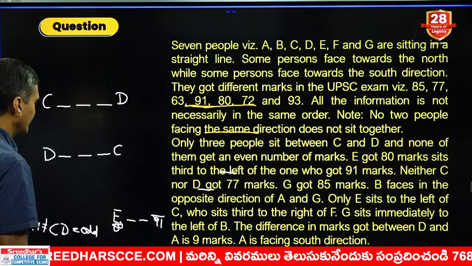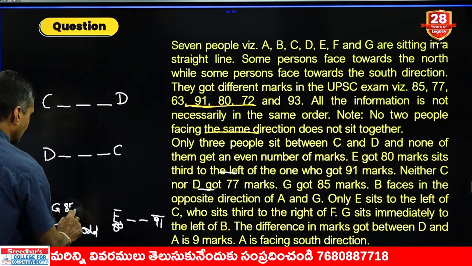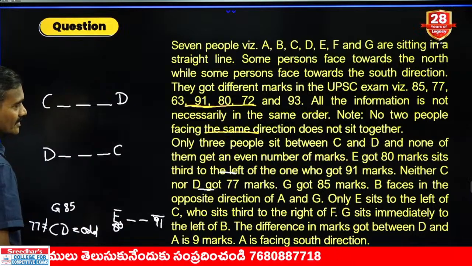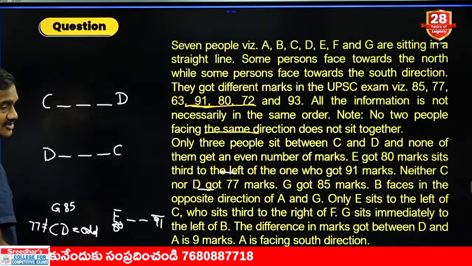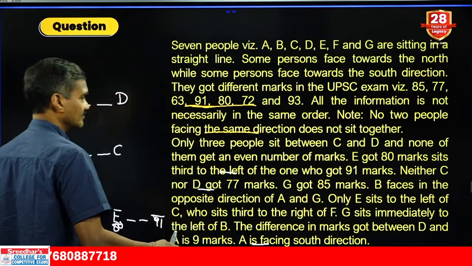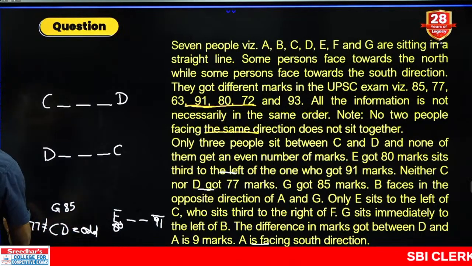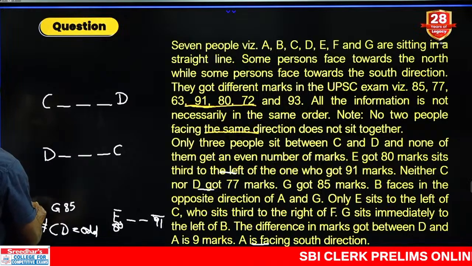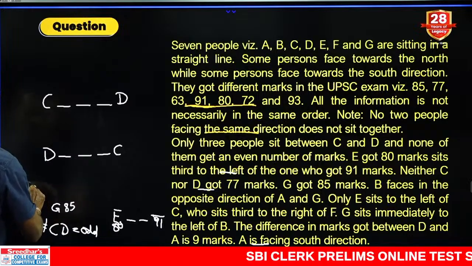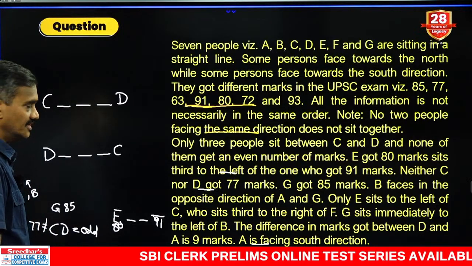And G got 85 marks. G got 85 marks, and B faces in opposite to A and G. Then A is facing towards south, hence B is facing towards which direction? B is facing towards north. That means A and G are facing towards south. Both these 2 persons are facing towards south, and B is facing towards north. Clear? B faces in opposite to both A and G.